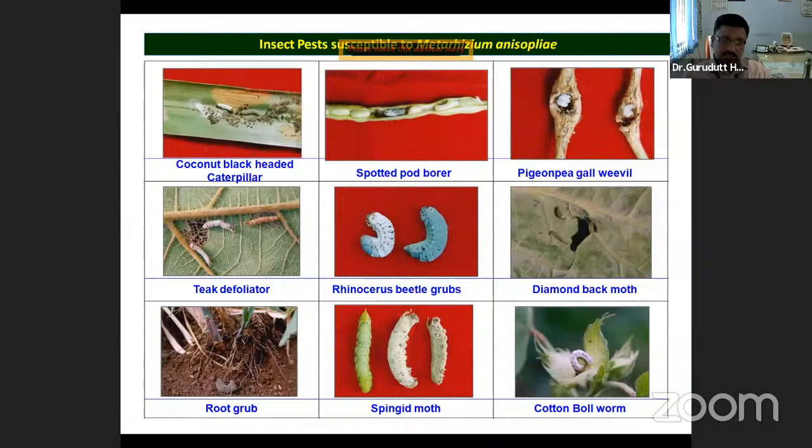Just quickly to show you, see this coconut black-headed caterpillar, on which Metarhizium anisopliae has overgrown, and likewise on spotted pod borer, pigeon pea gall weevil, and teak defoliator. You can see the surface is totally occupied by the natural fungus, Metarhizium, which has given natural control of some of these insect pests: rhinoceros beetle, root grubs, diamondback moth, spingid moth, and cotton bollworm. This Metarhizium is like a hot cake in our area, being produced extensively, and has a very great demand.